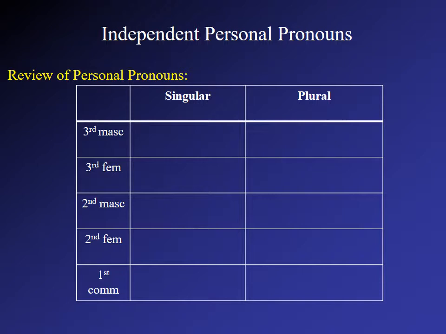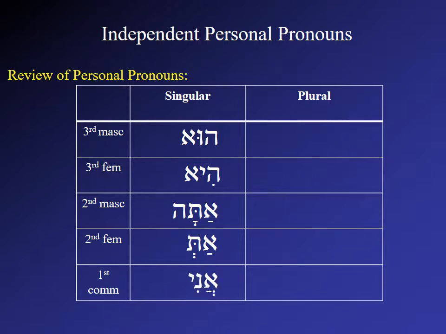Let's pause for a minute to review our independent personal pronouns. You have seen most of these, although we have never put them in a chart quite like this. So we'll start with the third masculine singular. In English, that would be he. In Hebrew, hu. Third feminine singular. In English, she. In Hebrew, hi. Second masculine singular, you. In Hebrew, ata. The feminine form, you, is at. And then the first common singular, I, in English, is ani in Hebrew.